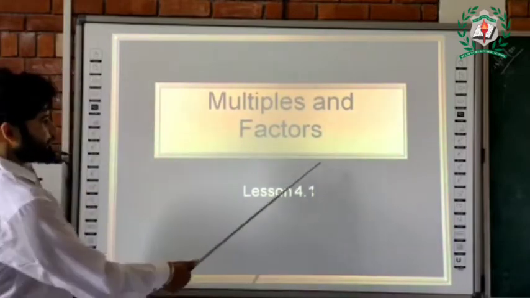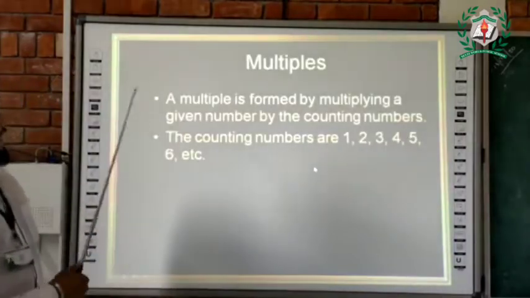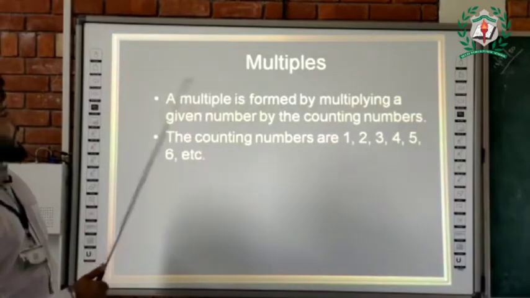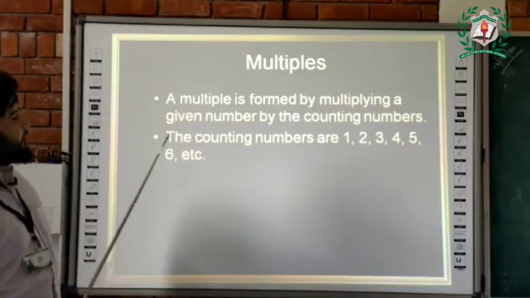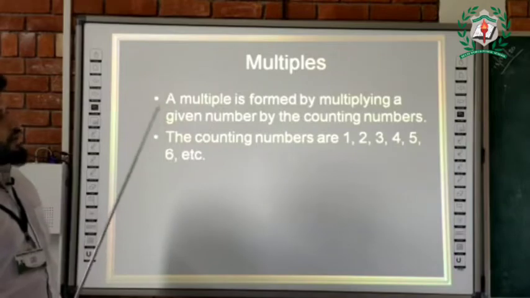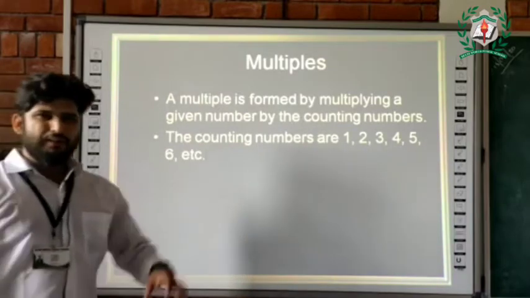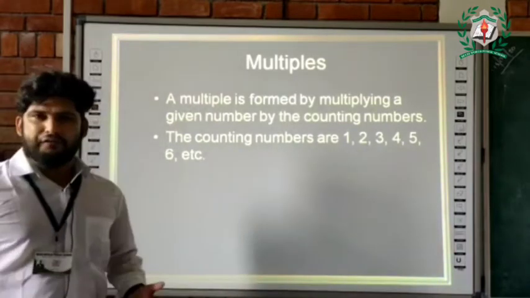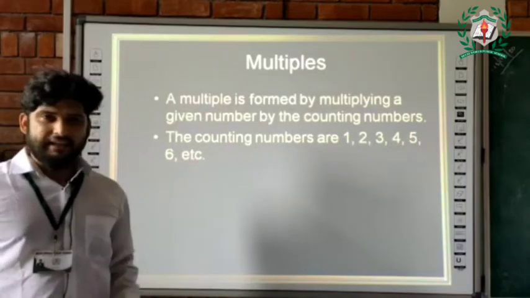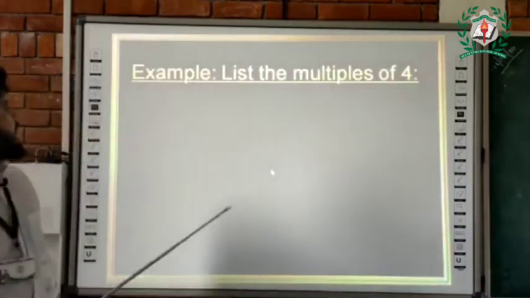Let's start. A multiple is formed by multiplying a given number by the counting numbers. The counting numbers are 1, 2, 3, 4, 5, 6. You must be confused about what is written in the definition and what it is saying. Let's see with an example.